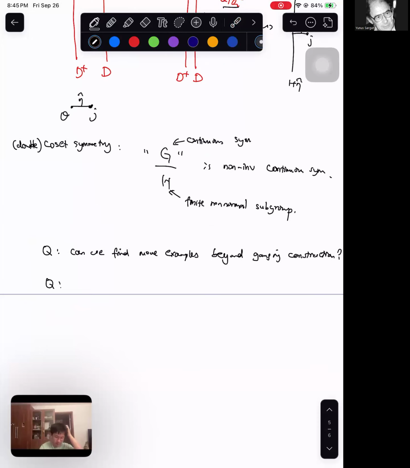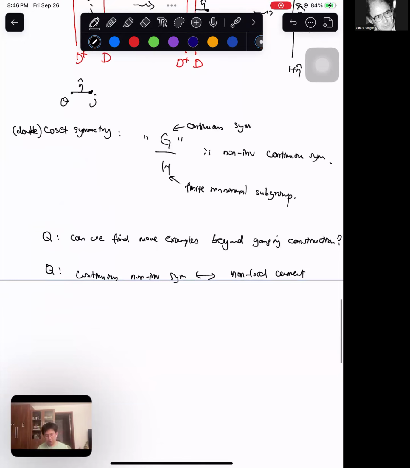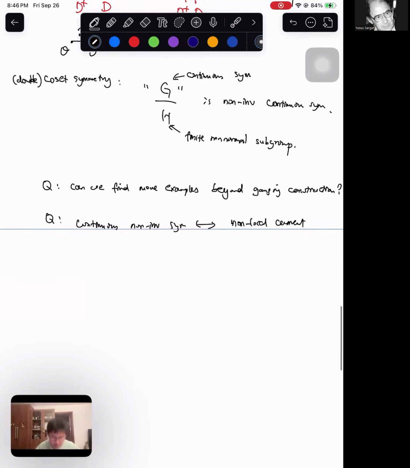Do they appear for a reason? So in other words, do the continuous non-invertible symmetry and the non-local currents always appear together? And is there an intrinsic relation between them? This is basically what the generalized Noether theorem is about. And that's the point that I'm going to explain in the next part.